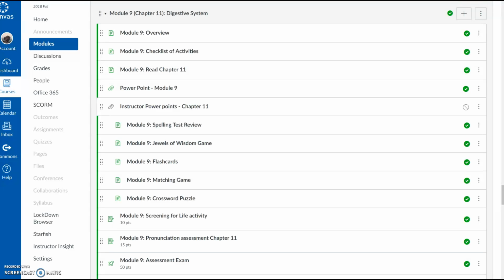Module 9. This is going to be the digestive system, which is Chapter 11. Many people find that this is probably one of their least favorite systems that they want to learn about. However, it's very important that we have a digestive system to eliminate all of our waste products, or at least the solid waste products.